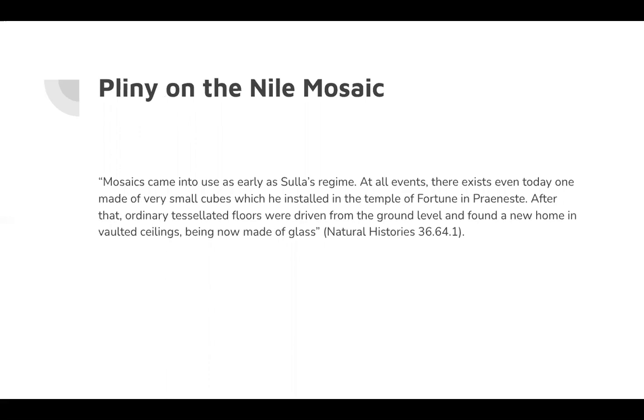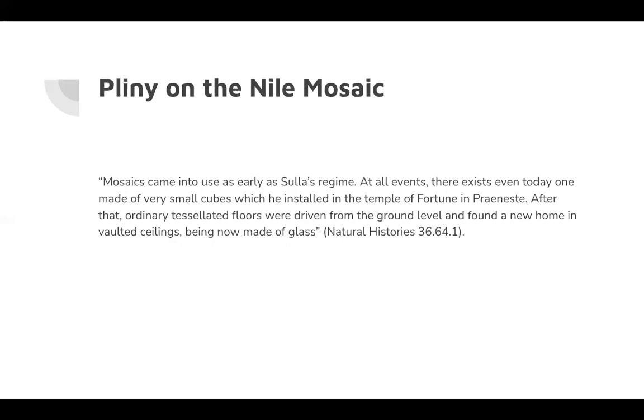So I actually did manage to find a reference to my piece specifically in a primary text, and that text being Pliny the Elder's Natural Histories. On the subject, Pliny has markedly little to say, but he does give us this little blurb, quote, "Mosaics came into use as early as Sulla's regime. At all events, there exists even today one made of very small cubes, which he installed in the Temple of Fortune in Praeneste." I hope I pronounced that right, but that's what Palestrina was called during those times.